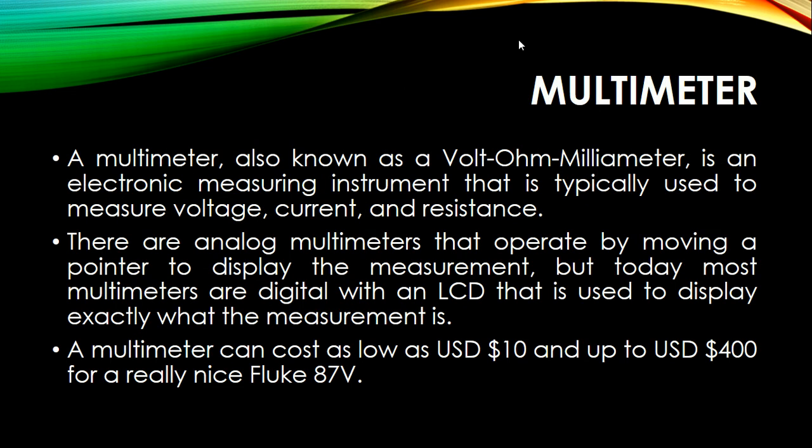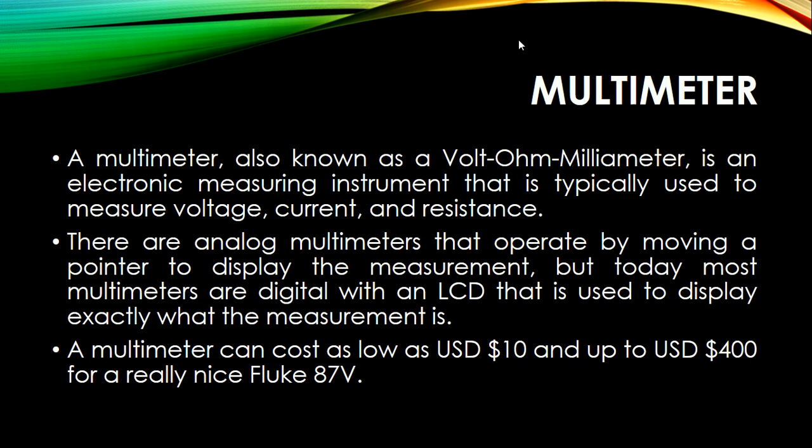Okay, next, after this electronic circuit block, we're going to discuss a very handy tool for analyzing circuits, called a multimeter. Sometimes it is called a multitester. A multimeter, also known as a volt-ohm milliammeter, is an electronic measuring instrument typically used to measure voltage, current, and resistance. There are analog multimeters that operate by moving a pointer to display the measurement, but today most multimeters are digital with an LCD that displays exactly what the measurement is.